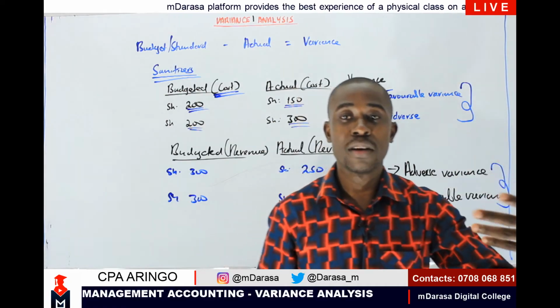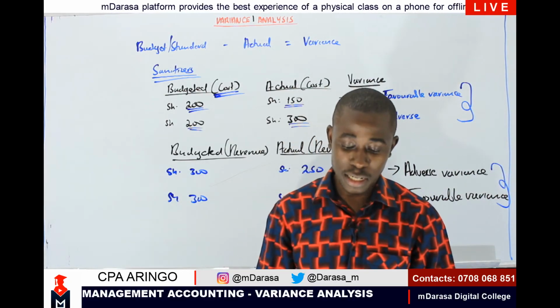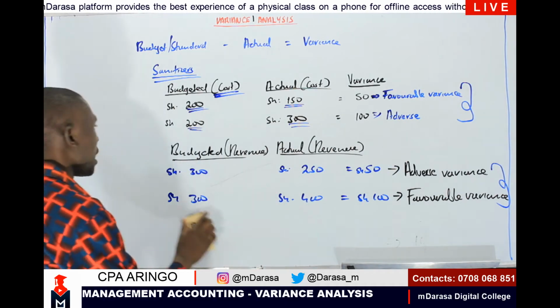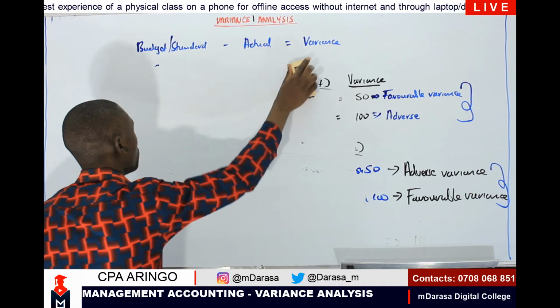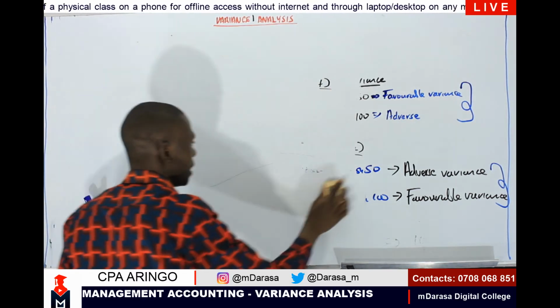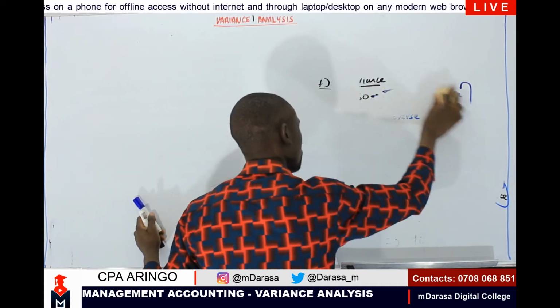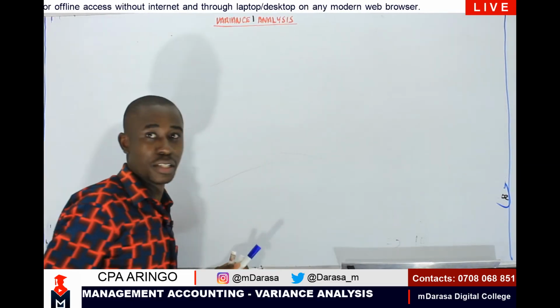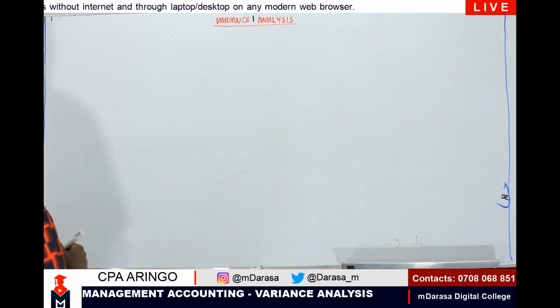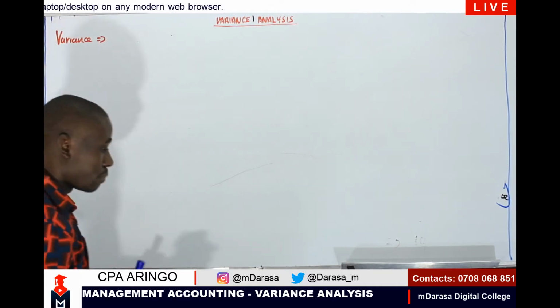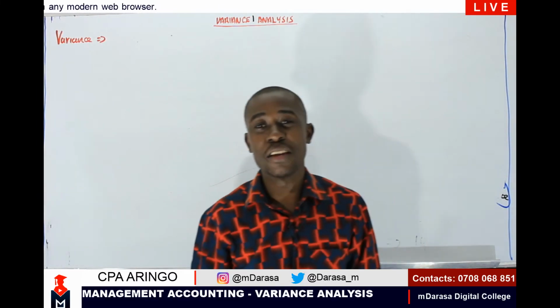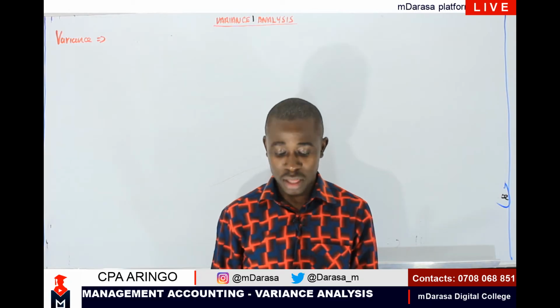Now, after we have clearly gone through the concept of variance analysis, comfortably, we can now define variance just by using the same concept that we've given. We can clearly state what variance is. So, I'll want us to define the term variance. And I know just by looking at the concept we've just tackled, you can clearly define for me what variance is.